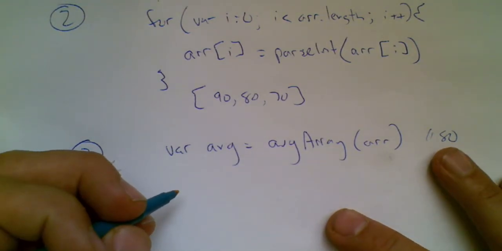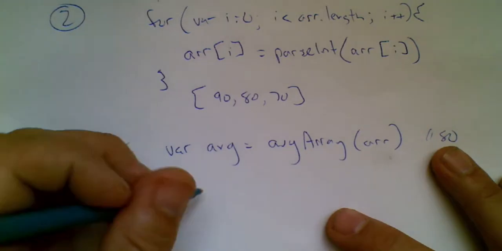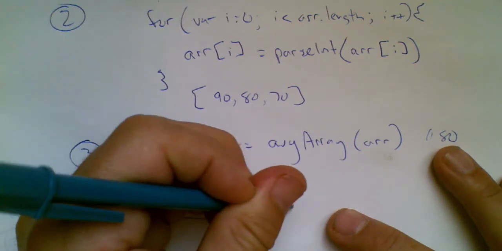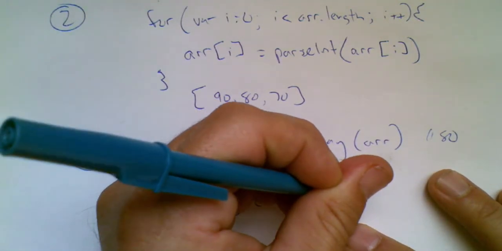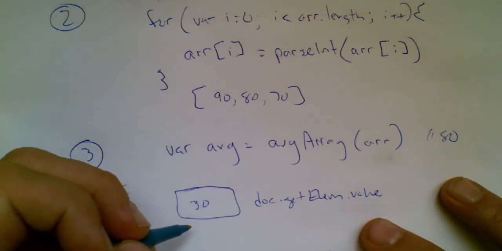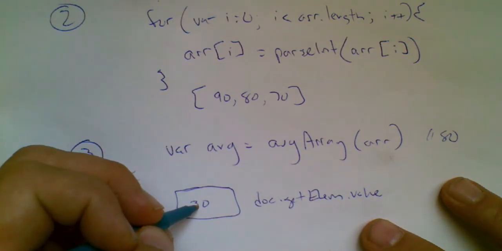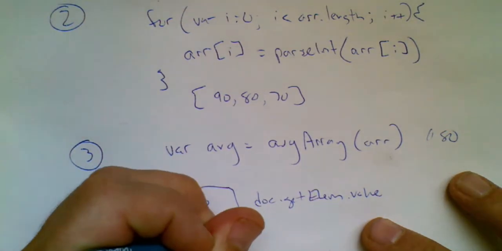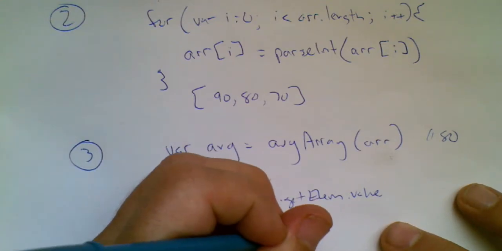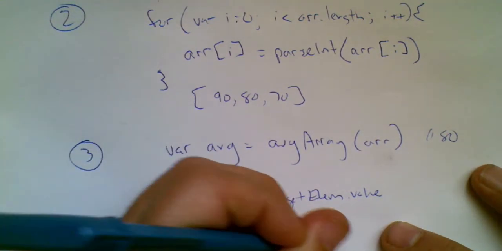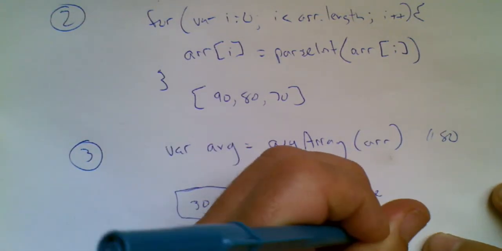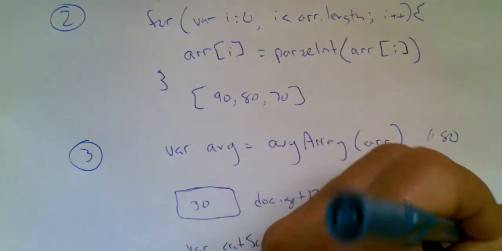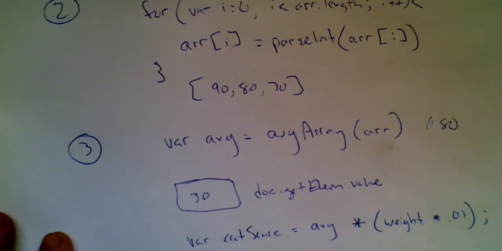Now the final thing we need to do is multiply 80 times the weight. So we have the weight out in a field. We need to say document.getElementById. Okay, and then we need to multiply this by 100 and then multiply it by 80. So we'll say var catScore equals average times weight times 0.01. That's going to give us our category score.